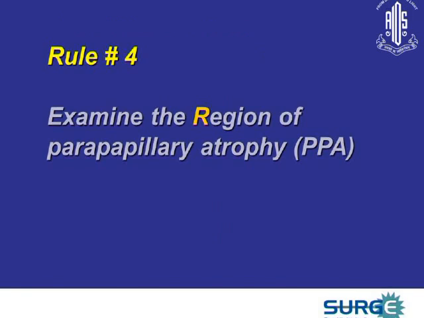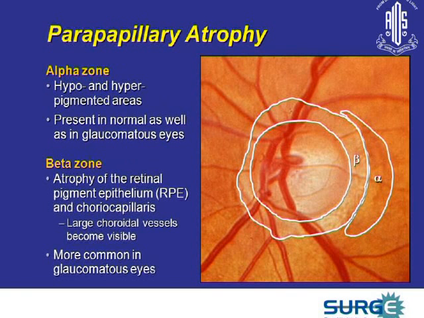The fourth thing you are going to look at is the peripapillary region for atrophy. Peripapillary atrophy occurs in two kinds. You have the alpha zone, which is more peripheral and which is not a complete atrophy. There is hypopigmentation usually, and it can be seen even in normal eyes. The beta zone is more specific for glaucoma, in that you are going to get atrophy of the retinal vessels, the retinal epithelium, and more visibility of choriocapillaries and large choroidal vessels.